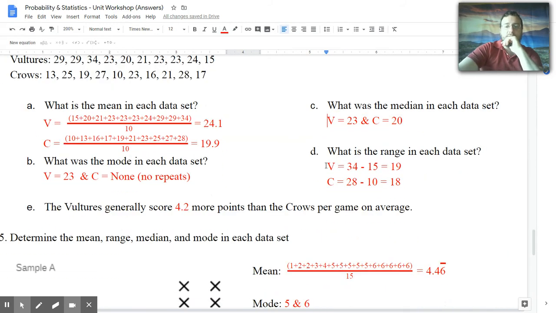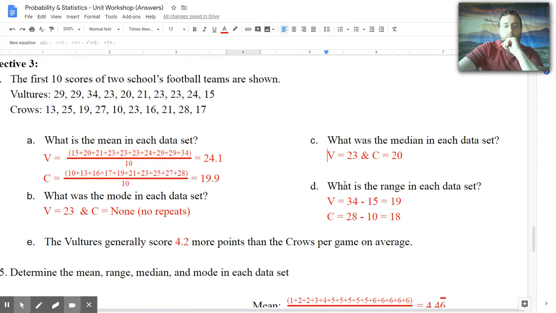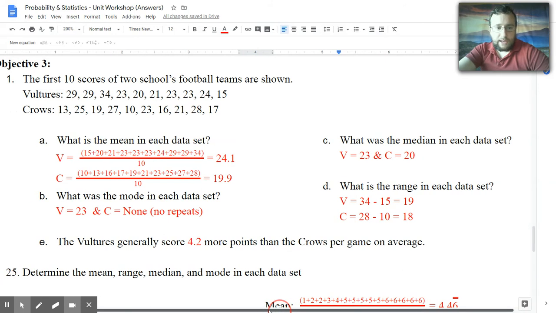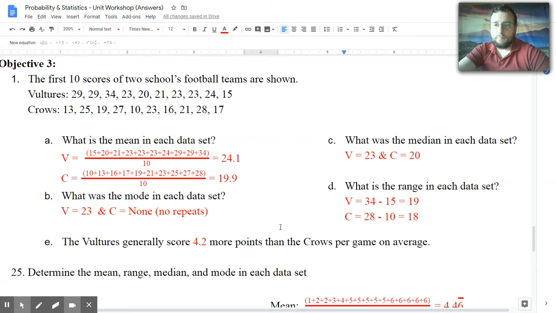As far as the range, you got to do the maximum minus the minimum. So 34 minus 15 for the Vultures gives you 19. And 28 minus 10 gives you 18 for the Crows. And that's what you have. Basically, how to get mean, mode, range, and median from the data set, and also how to compare the averages by subtracting them and seeing which one is bigger.